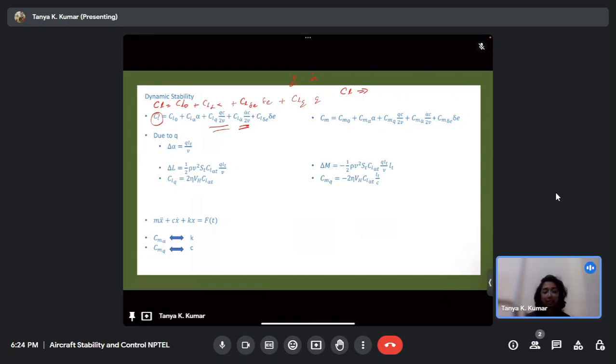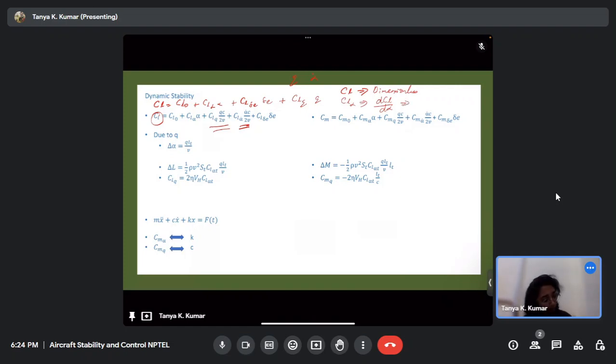What is the dimension of CL? It is dimensionless. What about CL alpha? What is CL alpha? It is dCl by d alpha. So what do you think would be the dimension here? CL is dimensionless, so dCl by d alpha has the dimension of alpha.